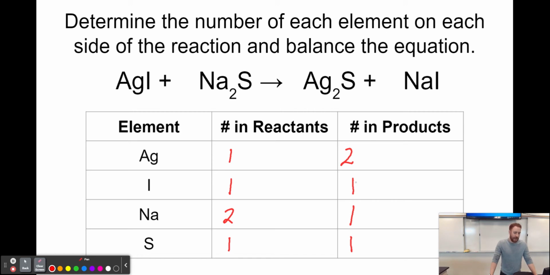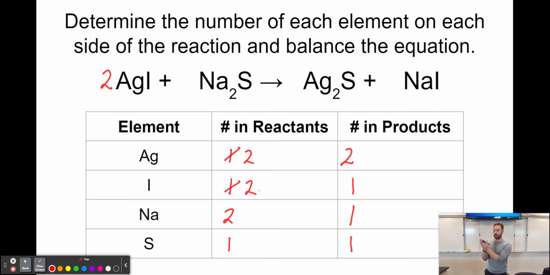So I'm just going to start at the top of the table. And this is, again, just really like a guess and check type of thing. You're just going to try changing some coefficients and see what they do. So I know I need more silver in the reactants. So I'm going to try throwing a 2 in front of silver iodide. That's going to increase my number of silvers to 2 and increase my number of iodine to 2 as well.